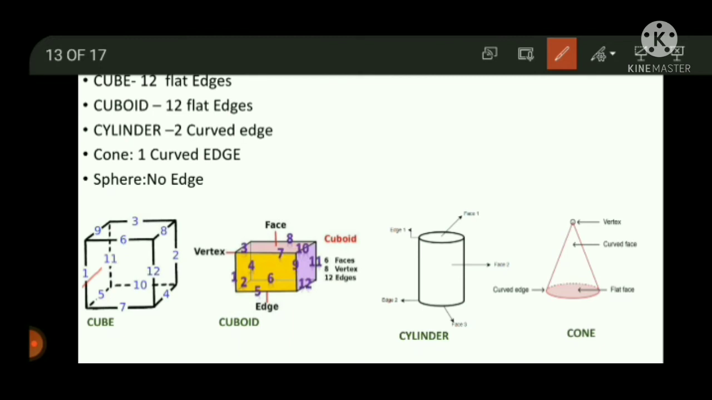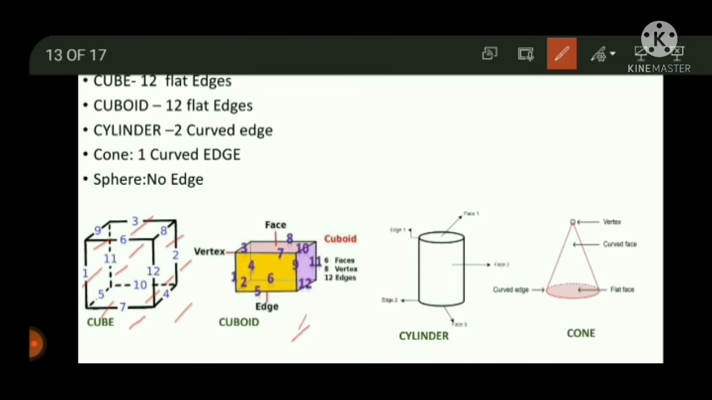This is the first edge. This is the second. This is the third. This is the fourth. This is the fifth, sixth, seventh, 8, 9, 10, 11 and 12. So there are 12 flat edges in a cube. In a cuboid also, if you see, there are 12 flat edges which are marked in this picture. So a cuboid also has 12 flat edges.